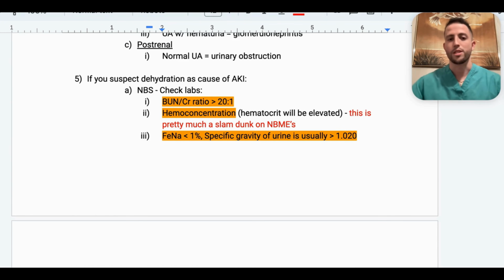If you suspect dehydration is the cause of the AKI, then your next best step is to check labs. The BUN to creatinine ratio will be over 20:1. The patient will be hemoconcentrated, which means that the hematocrit will be elevated. This is absolutely a slam dunk on almost every NBME. If you see a dehydrated patient, check their hematocrit; it will be elevated. For a FENA of less than 1%, the specific gravity of urine will also be over 1.020 for dehydration as a cause of an AKI. Remember, dehydration is a prerenal cause of azotemia.